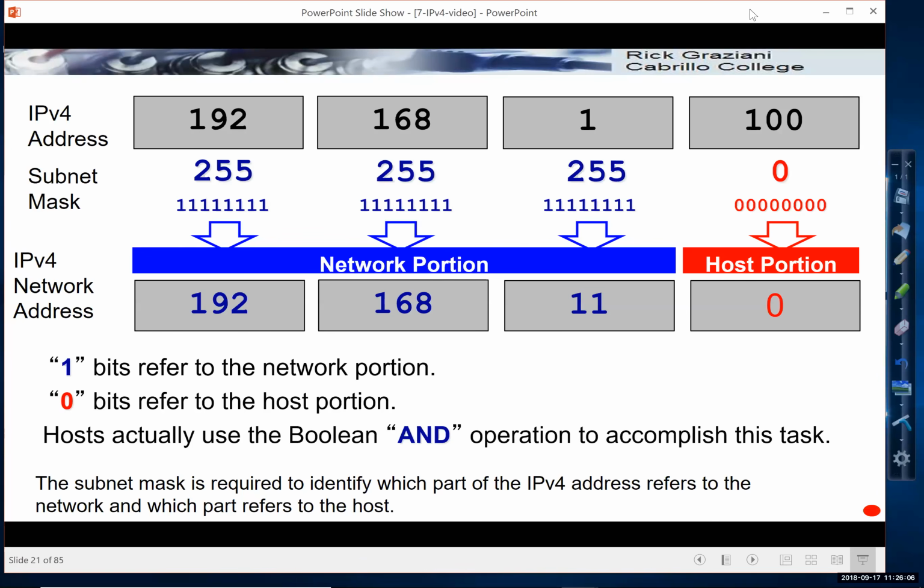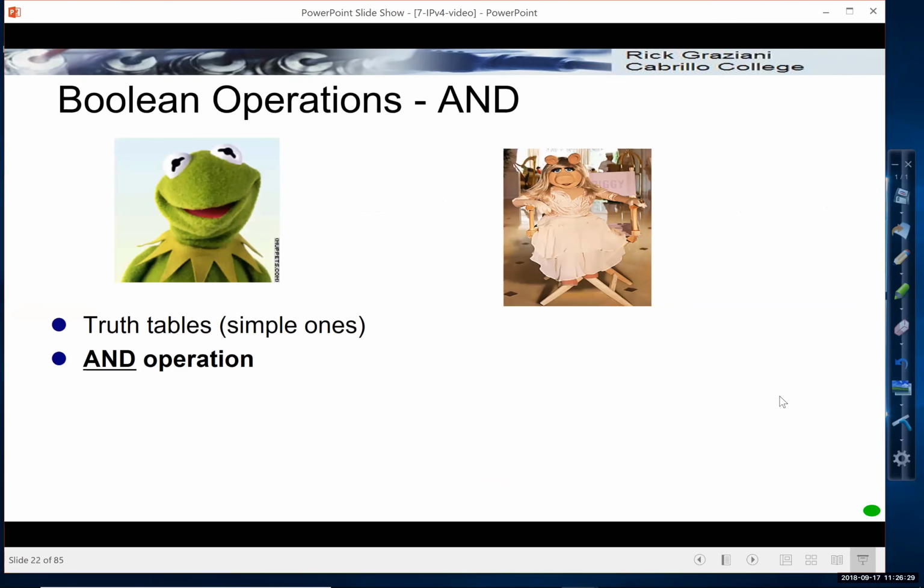As you can see here, let me grab my pen, where we have the 1 bits ending and the 0 bits beginning, it separates the network portion from the host portion. And like I said, it's actually a Boolean AND operation that does this. So let's take a look.